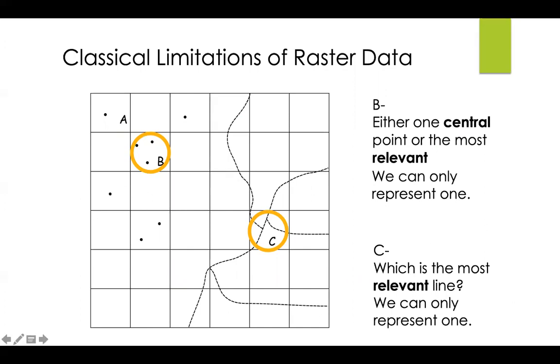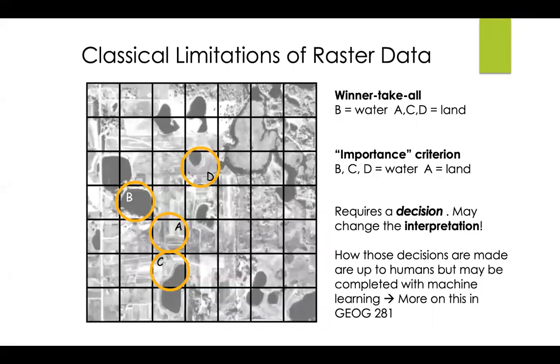For instance, here in B, if this was showing different cities, we'd have to decide which is the most central or most relevant city to represent with that one cell. In example C, we can only represent one line, so we run into the problem of having to decide how that gets represented. Here are some other examples, and how the program might make decisions.